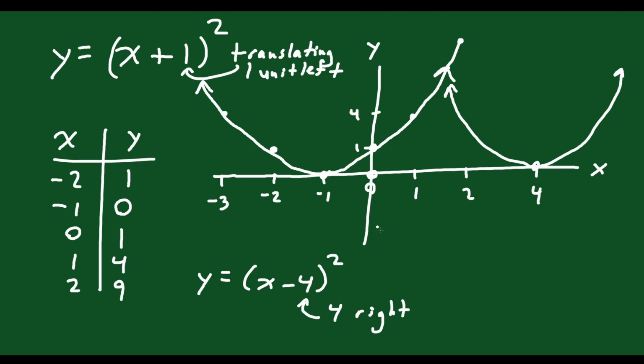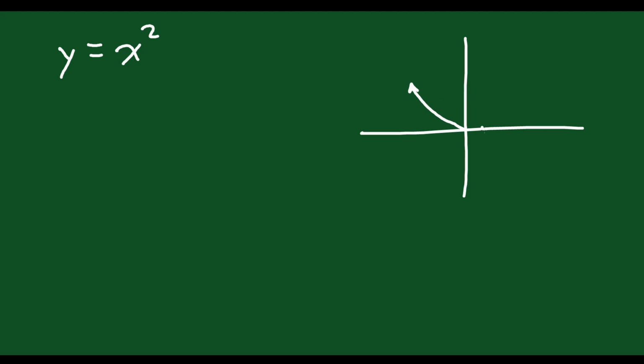Hopefully that makes sense. Now what other types of things could I do to these equations? Right, so if we recall that our original, the most basic one I said was y equals x squared. And let me just graph that quickly, right? Just so we have something to compare to. So that's what that looks like. What if I have y equals 3x squared?